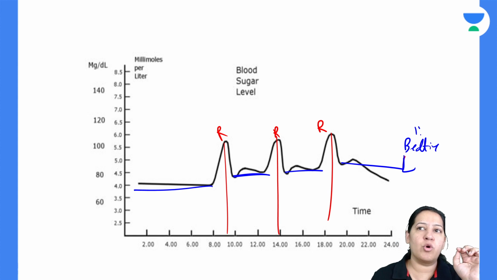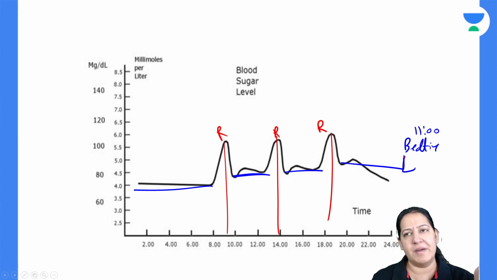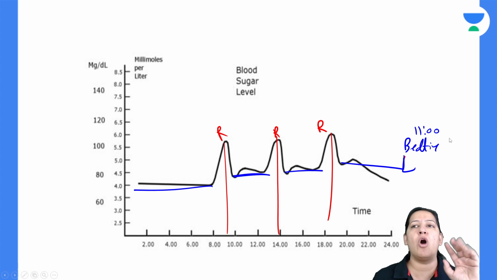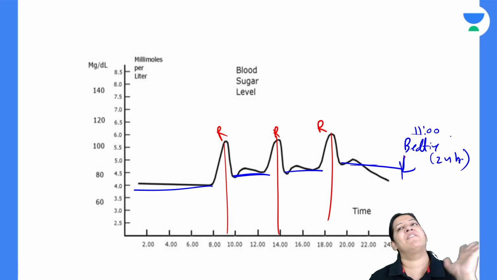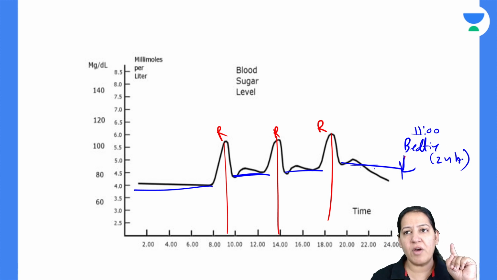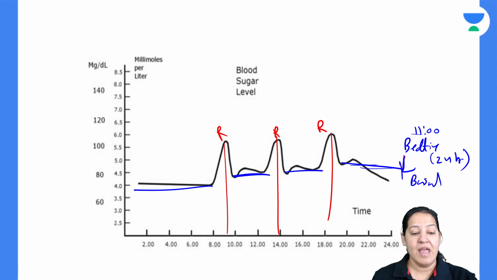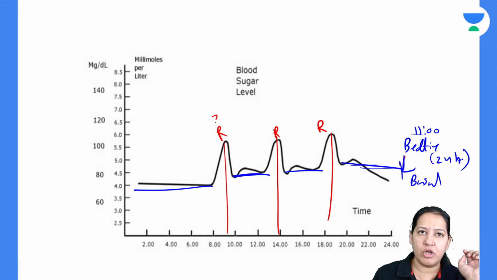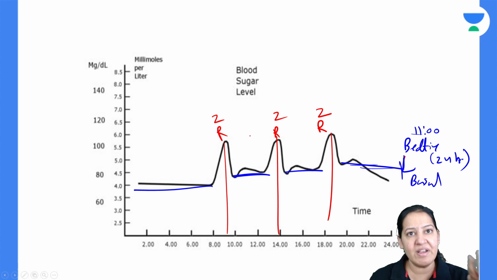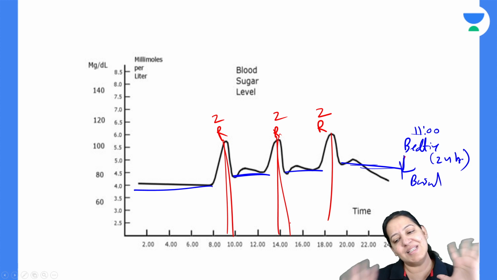Usual bedtime is 11 o'clock for most people. 10 o'clock, 11 o'clock, we should sleep. So the person is sleeping at 11 o'clock and taking the injection at bedtime, and it is giving coverage for the next 24 hours. Next day again at 11 o'clock, he is taking the injection. So this is for coverage of basal sugar, while the rapid acting ones give coverage only for 2 hours, for the postprandial sugar. So that is the basic concept.